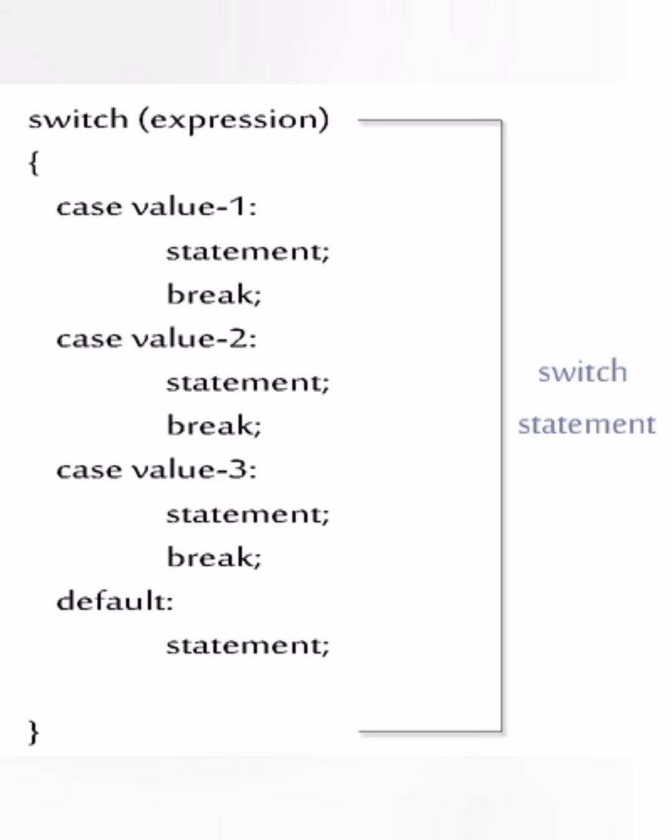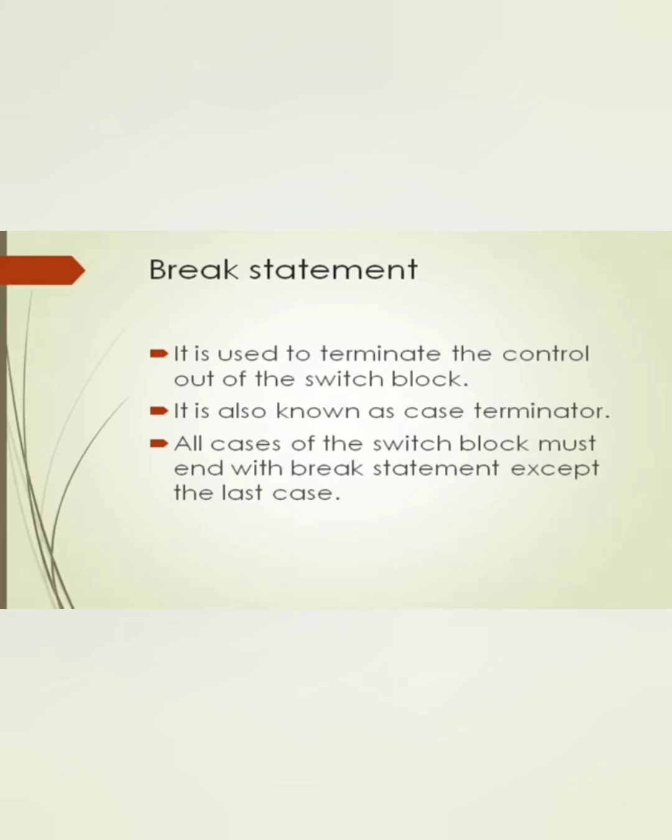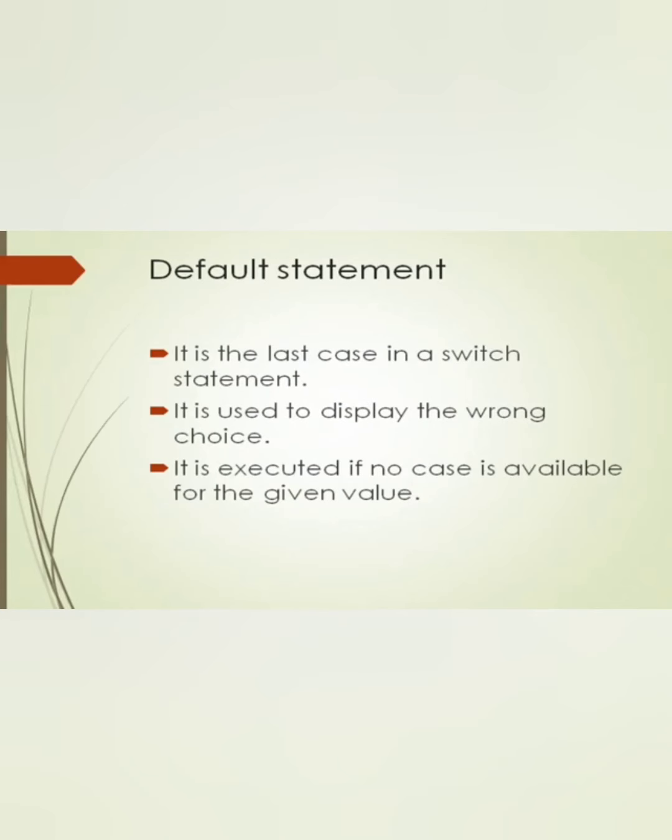Next one, default case. This is a special case in the switch case structure. It is executed when no case is available for a given value of the switch variable. It is the last case in a switch statement. It is used to display the wrong choice. The default case doesn't contain a break statement.